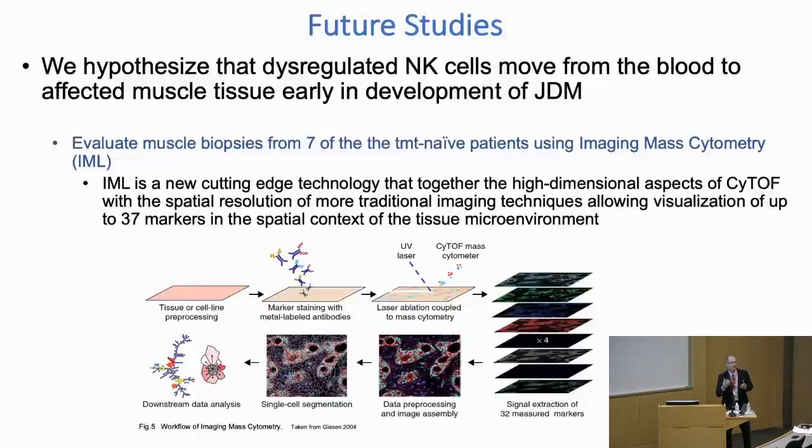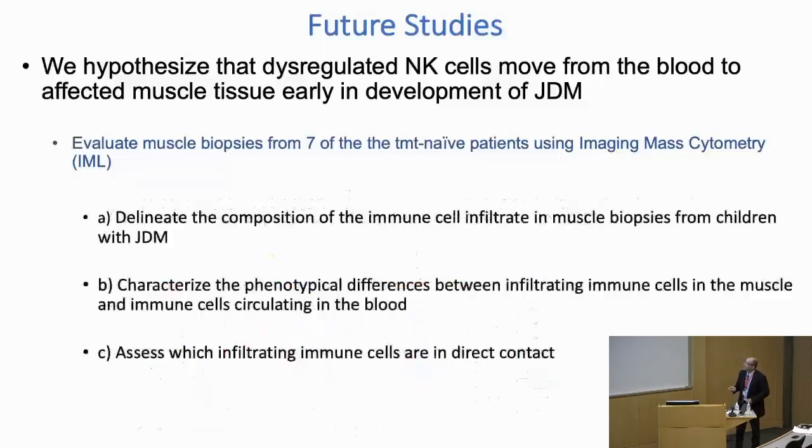I mean, you can't do signaling because these cells are fixed, right? But I believe you will be able to do some really interesting things. So we'll be able to delineate the composition of immune cells infiltrating muscle biopsies from children with juvenile dermatomyositis at a level of detail that's not been previously possible.